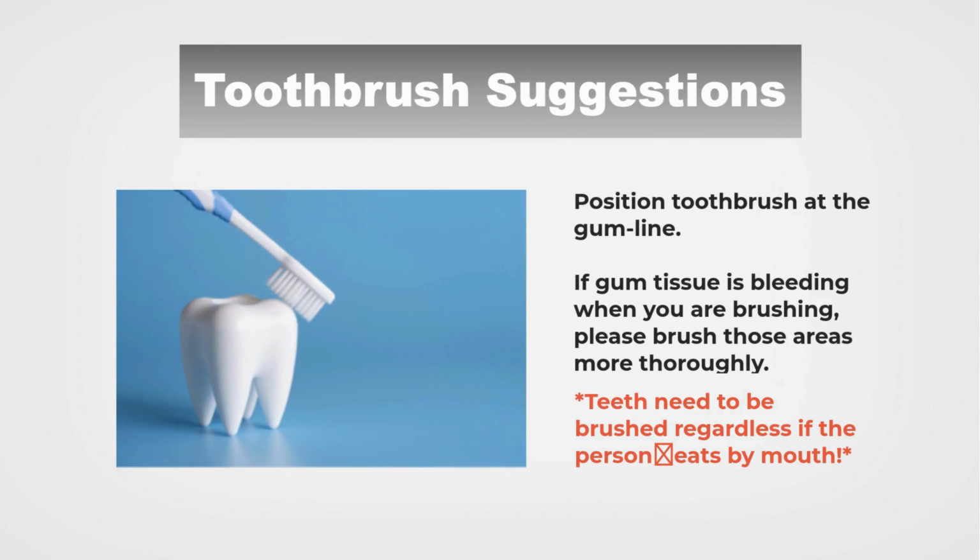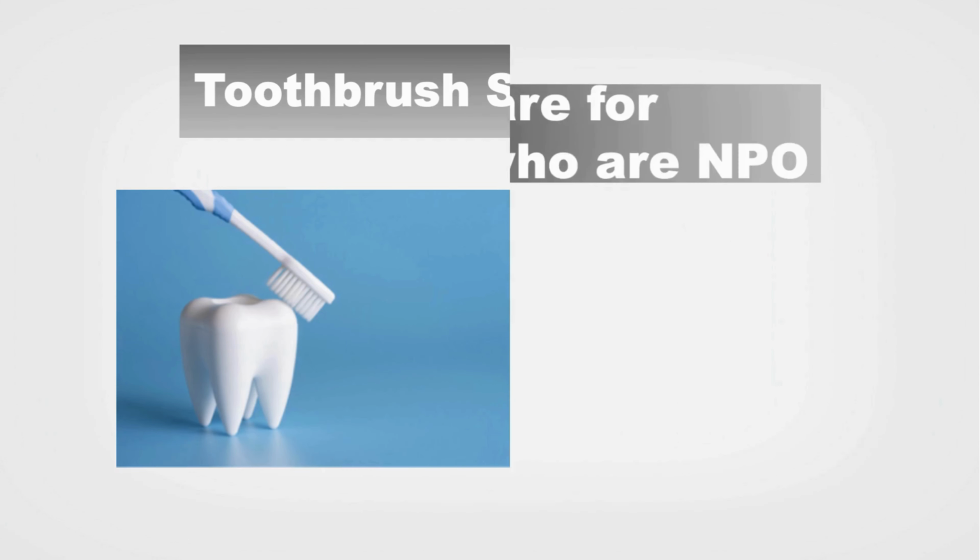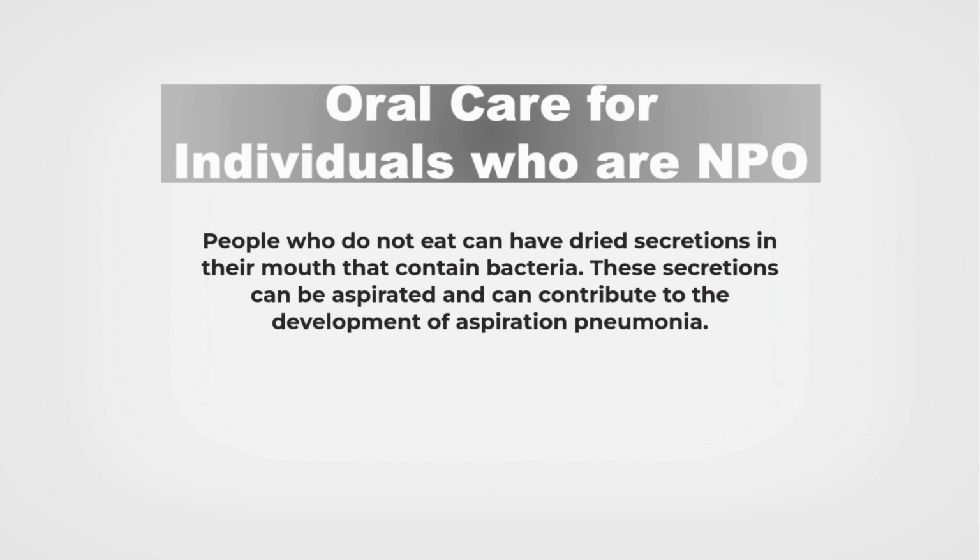Toothbrush suggestions. Position toothbrush at the gum line. If gum tissue is bleeding when you are brushing, please brush those areas more thoroughly. Teeth need to be brushed regardless if the person eats by mouth. Oral care for individuals who are NPO. People who do not eat can have dried secretions in their mouth that contain bacteria. These secretions can be aspirated and can contribute to the development of aspiration pneumonia.